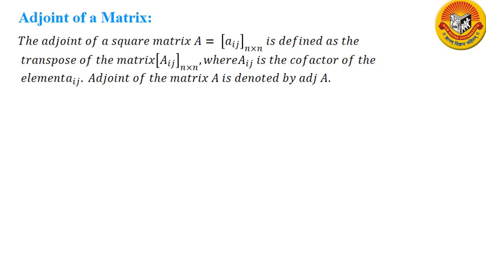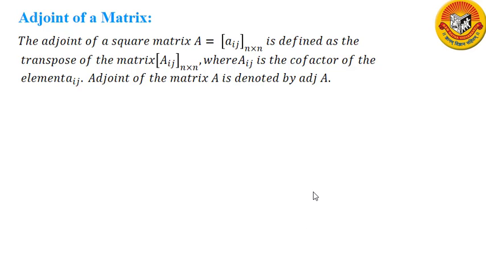The adjoint of a square matrix capital A, which is of order n by n and has elements small aij, is defined as the transpose of the matrix of order n by n where the elements are capital Aij, where this capital Aij is the cofactor of element small aij. The adjoint of matrix A is denoted by small adj and capital A. That is, we read this as adjoint A.